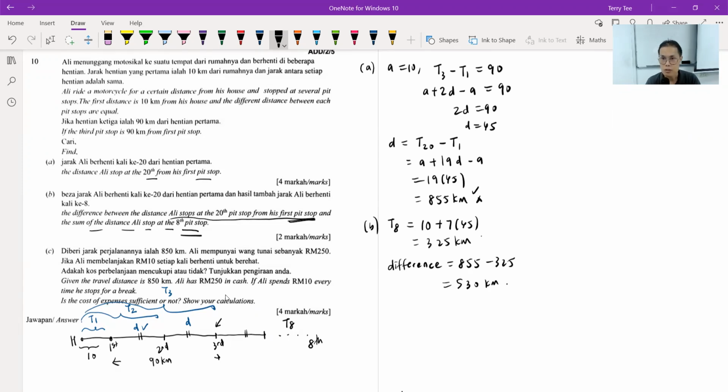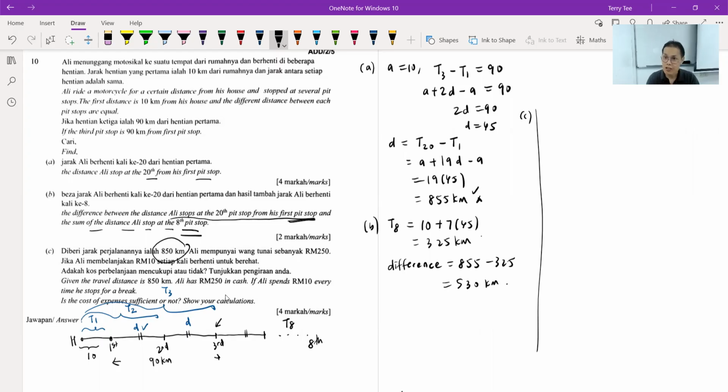Okay, so it's not SN. We cannot say SN because when you're measuring the total distance travelled, by the time you reach the 8th pit stop, it would be T8, not S8. Yeah, okay. So lastly, given the total distance travelled is 850, Ali has 250 in cash. He spent 10 ringgit every time he stopped for a break. So is the cash sufficient or not? Show by calculation.